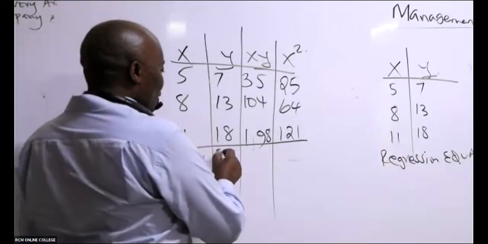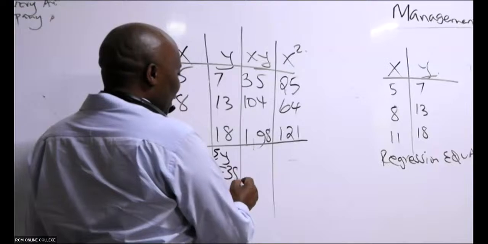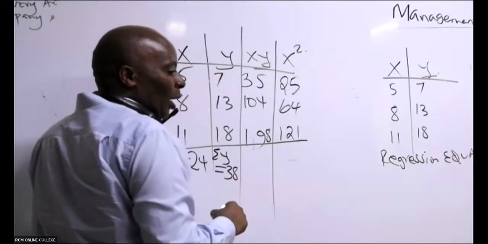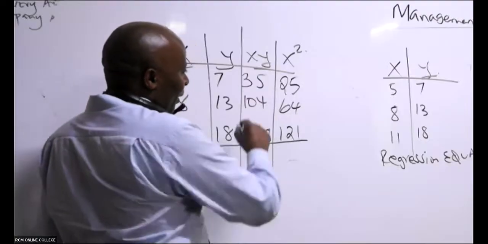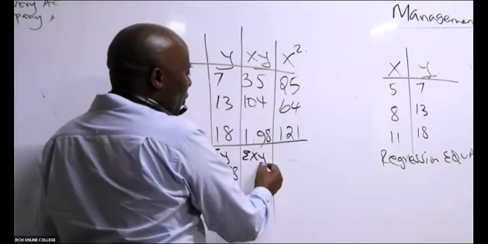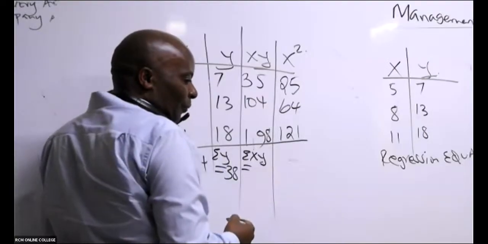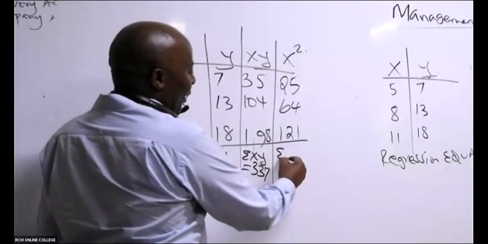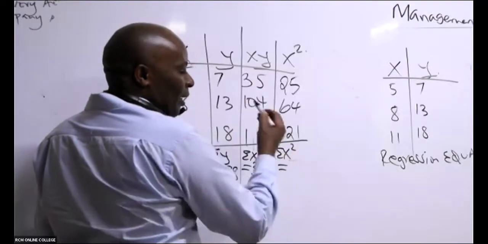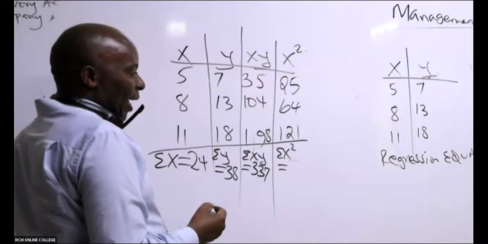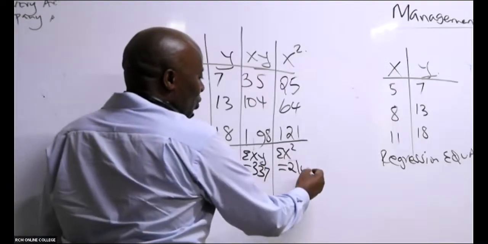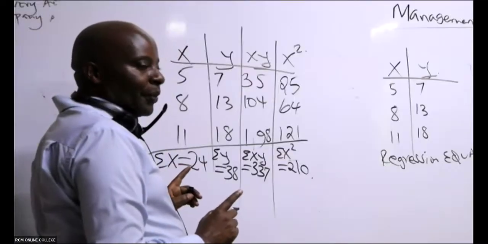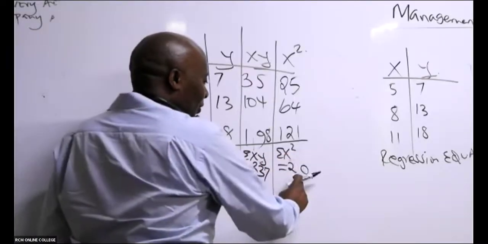Summation of Y, I'm told it's 38. How about summation of XY? 35. So summation XY will be equal to 337. And then please write those summations like that. Summation of x squared, 210. Please add using your calculator. 210.